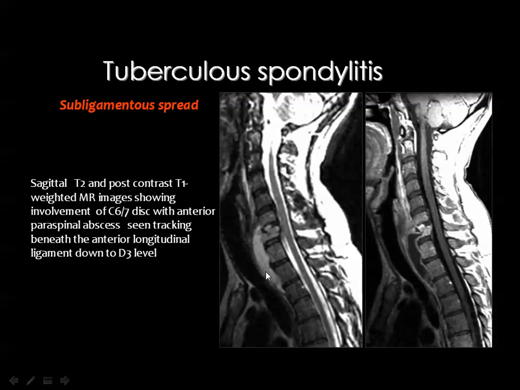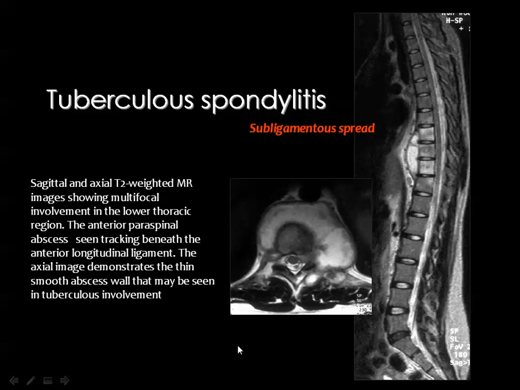The abscess will show bright signal in the T2 weighted image, and it shows marginal post-contrast enhancement, as you can see here in this image. This is also subligamentous spread. You can appreciate the involvement of these vertebrae, but here, which is one of the features that make the diagnosis of spondylitis somewhat difficult, the disc spaces are not involved.